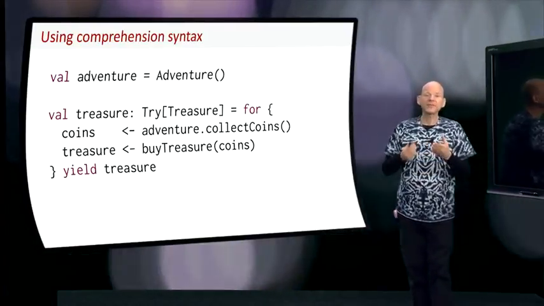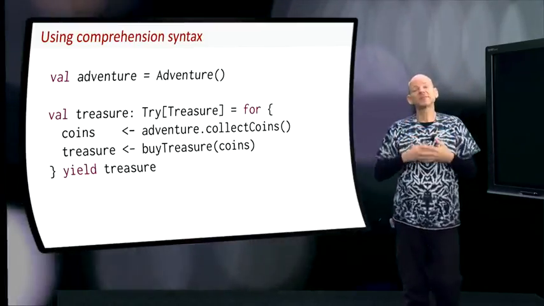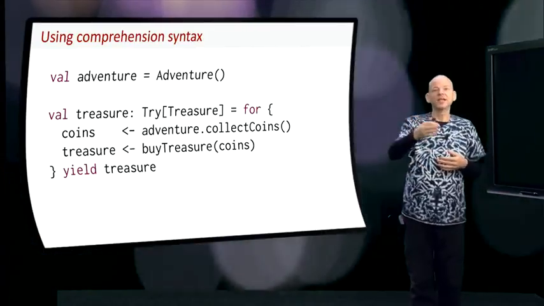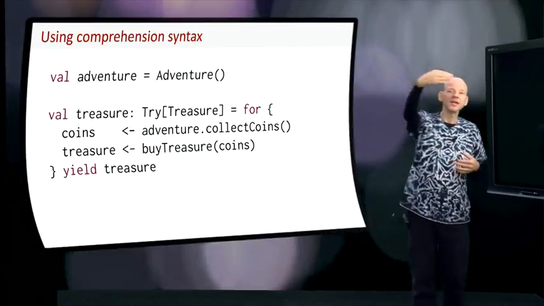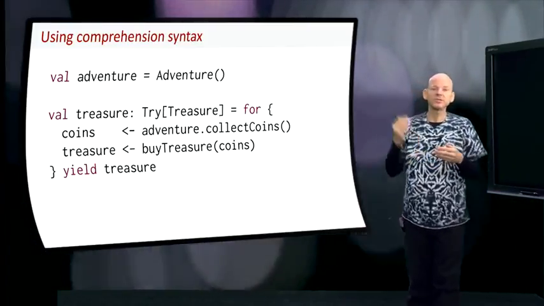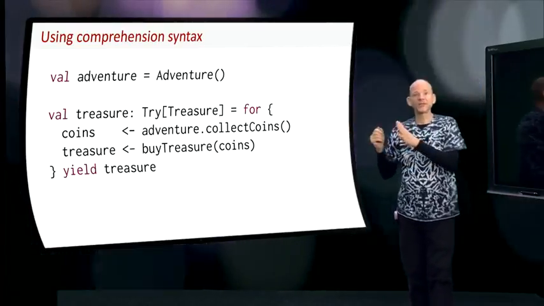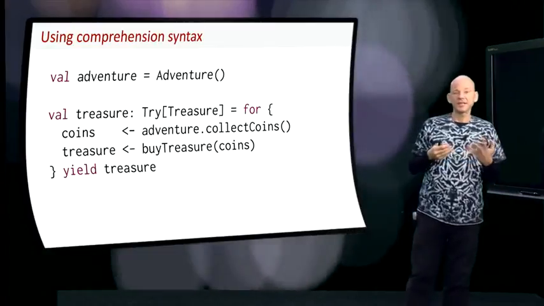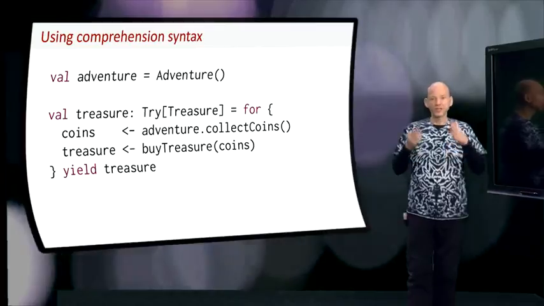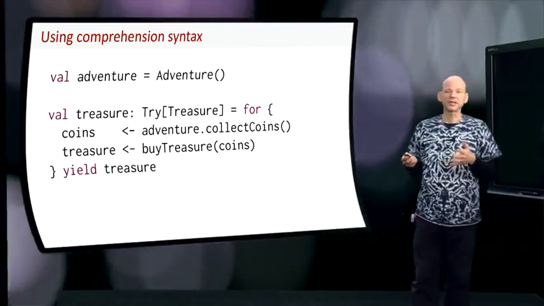Of course, instead of flatMap in Scala, we can also use comprehension syntax, which makes it look even nicer. So we can write using for comprehensions. We can say collectCoins and then put that into coins. You see that instead of the equal sign, we use the left arrow because on this side, it's a Try of list of coins, and on the other side, it's a list of coins. And the same for treasure. And then we yield the treasure. So this is a nicer notation for these monadic functions.